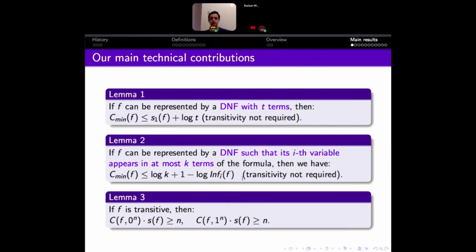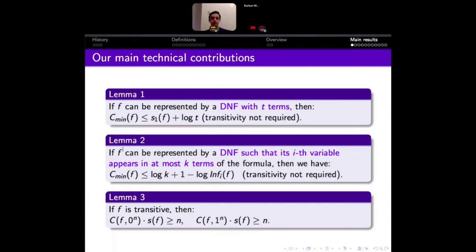Now we go over our main results. Our main technical contributions comprise these 3 lemmas. The first lemma states that if you can represent f by a DNF with t terms, then its min certificate complexity is at most its 1-sensitivity plus log of t. And note that this lemma is general, so it does not even require transitivity.